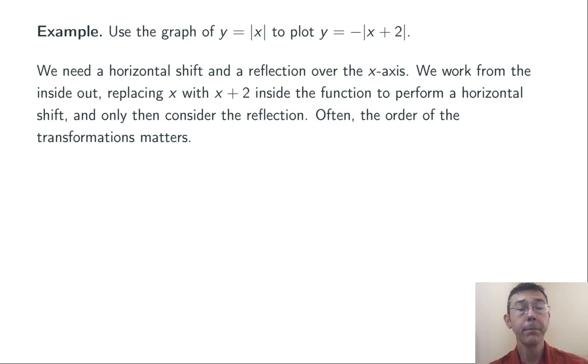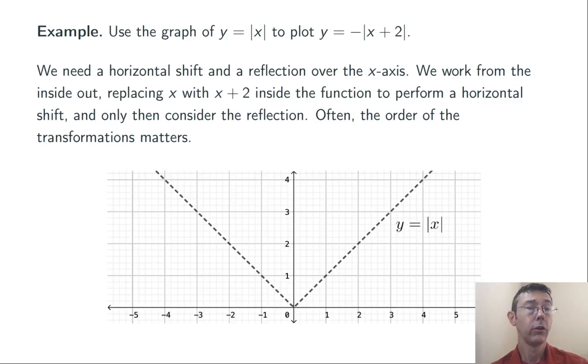A good rule of thumb is that you should always work from the inside out. So the first thing we're going to do here is to replace x with x plus 2 inside the function. And that's going to shift the graph horizontally. After that, we're going to do a reflection.